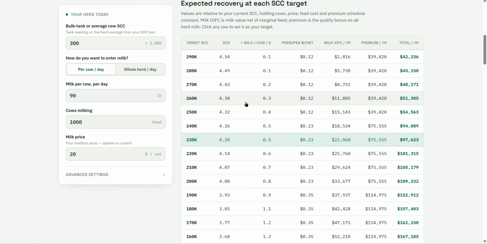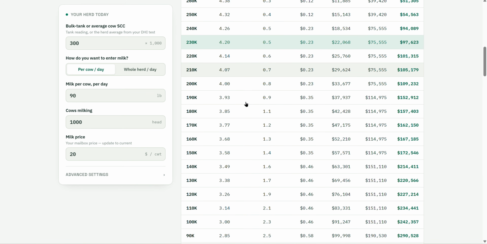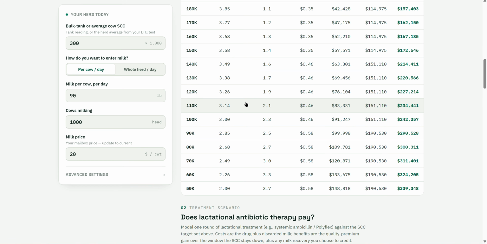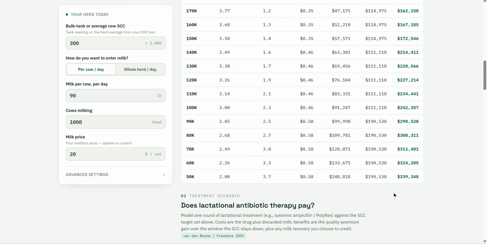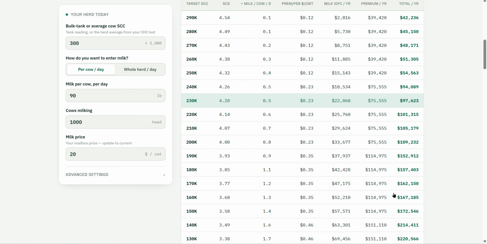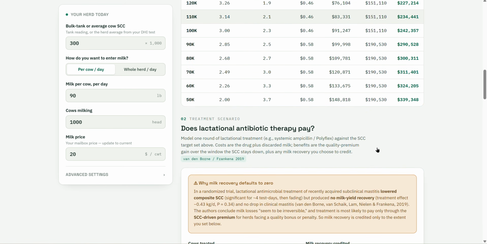Watch the total column as it moves down the table. It does not rise smoothly. It steps up sharply each time the herd crosses into a new premium bracket because the premium is paid on every hundredweight shipped. Section 2 asks whether lactational antibiotic therapy pays.